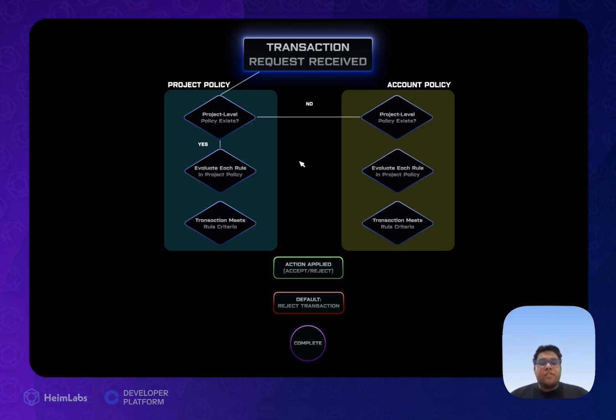So, for example, if there are no project level policies applied for the particular project, it would move to an account level policy which might be applicable for the specific account. After all of this process, if no policies are applicable for this transaction and no rule was met, the default behavior is to actually reject the transaction. And this completes the flow of the policy evaluation process.